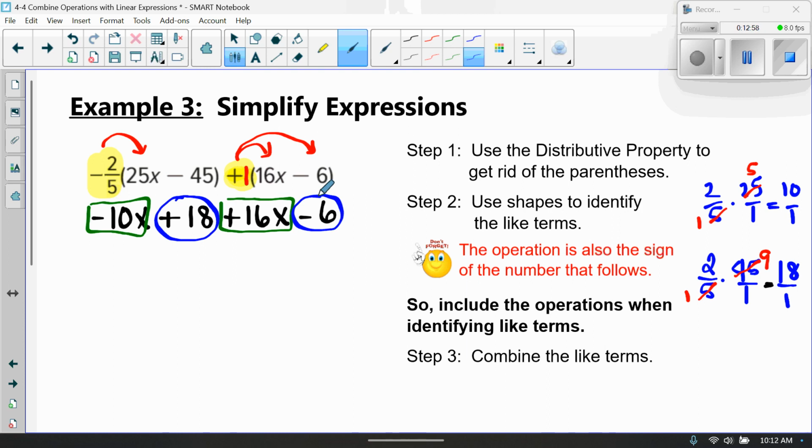All right, so now we combine our like terms. So negative 10x plus 16x gives me 6x, positive. And then positive 18 minus 6 gives me a positive 12. And that is your final answer.